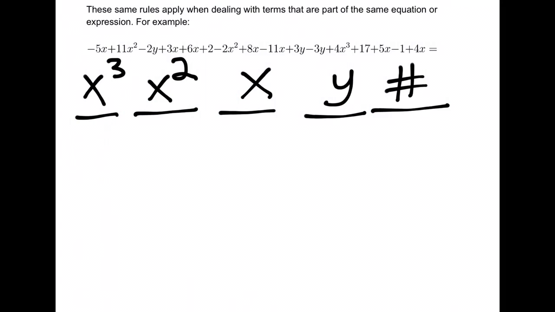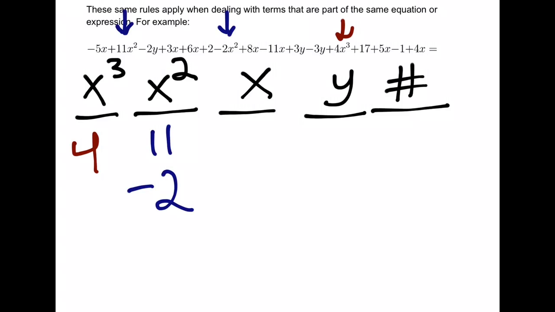Another technique to combine like terms is to list out every possible term within the expression and then write the coefficients beneath those terms. For example, for x cubed, there is one term, and the coefficient is 4. For x squared, there are two coefficients, positive 11 and negative 2. I have 7 different x terms.